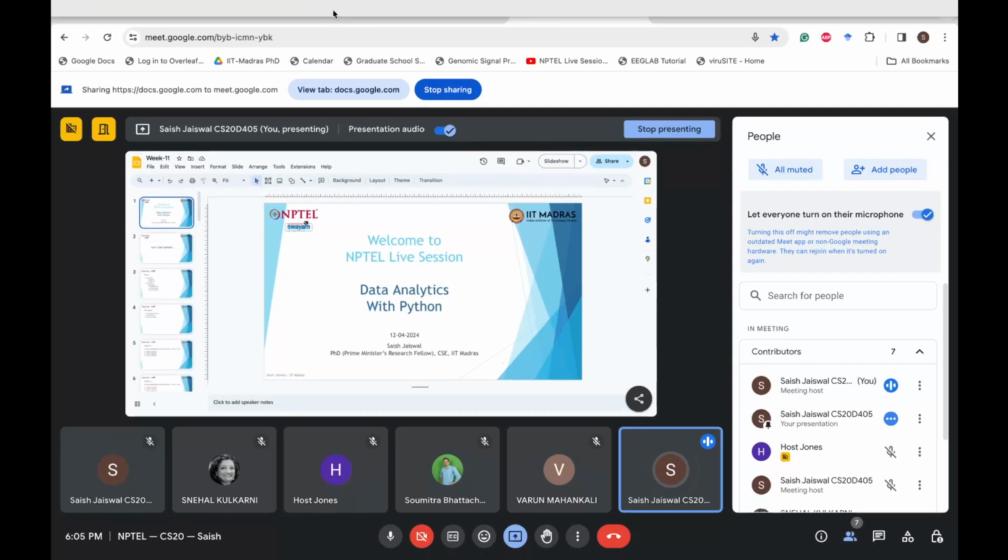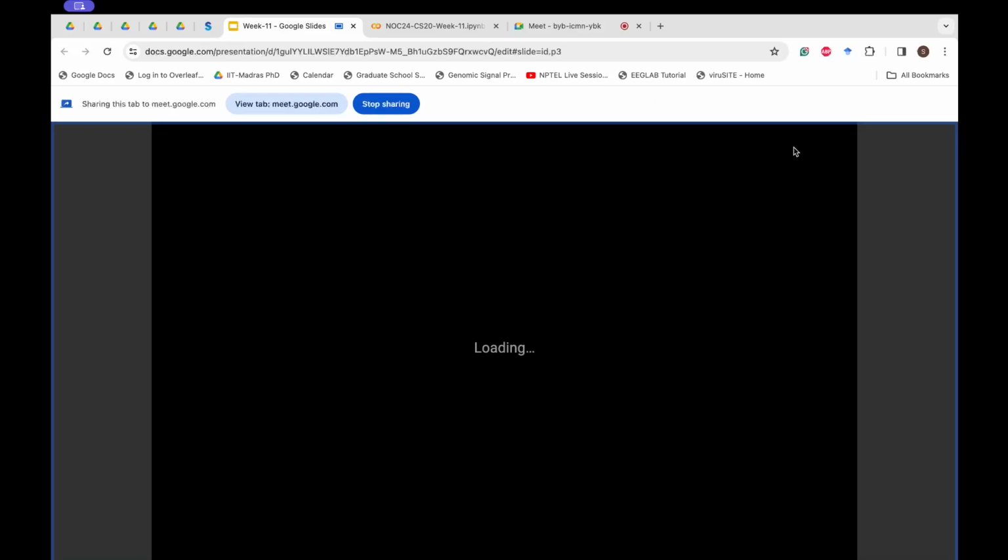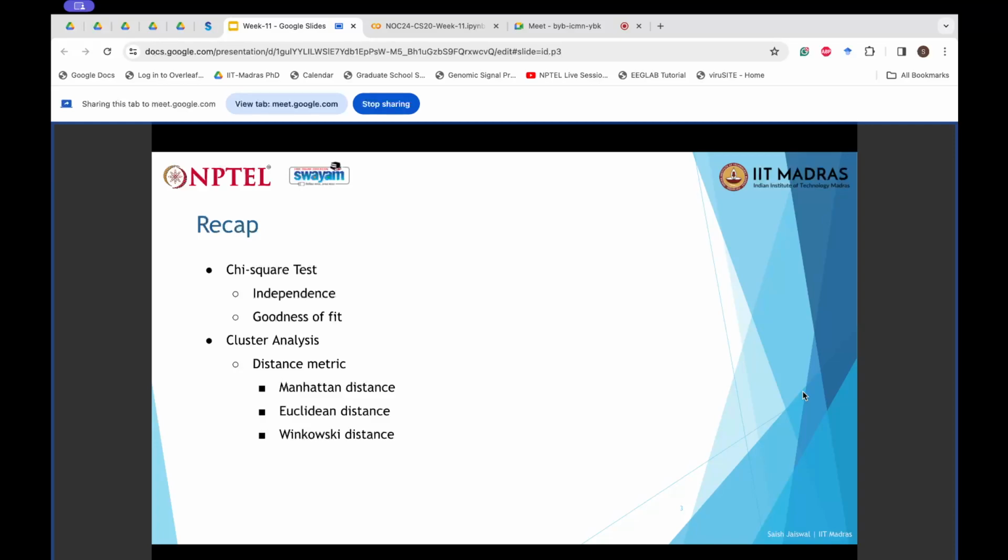So let us see what we have seen so far. In the last class, we looked into the chi-square test, and we had seen two tests: the chi-square test for independence and the chi-square goodness of fit test. Then we moved on to cluster analysis. We saw the motivation behind clustering, like why do we need to cluster. Then we looked into different distance metrics, including Manhattan distance, Euclidean, and Minkowski.